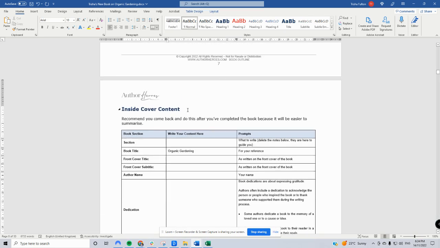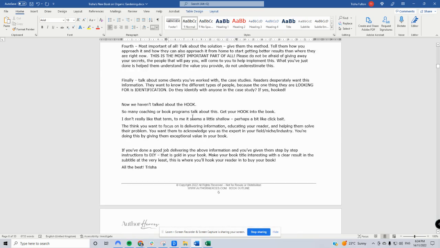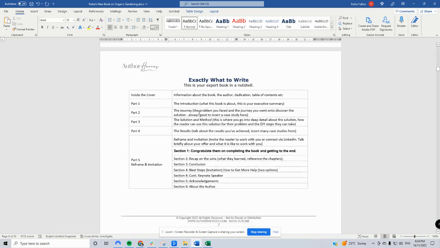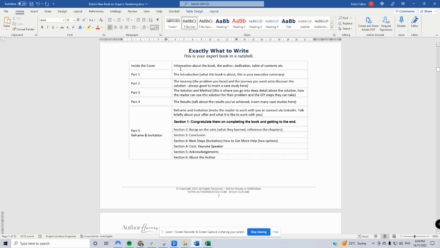Here is the book outline. You'll be able to download this in the resources section. Please have a read through. There's some really important information. This is exactly what you need to write.